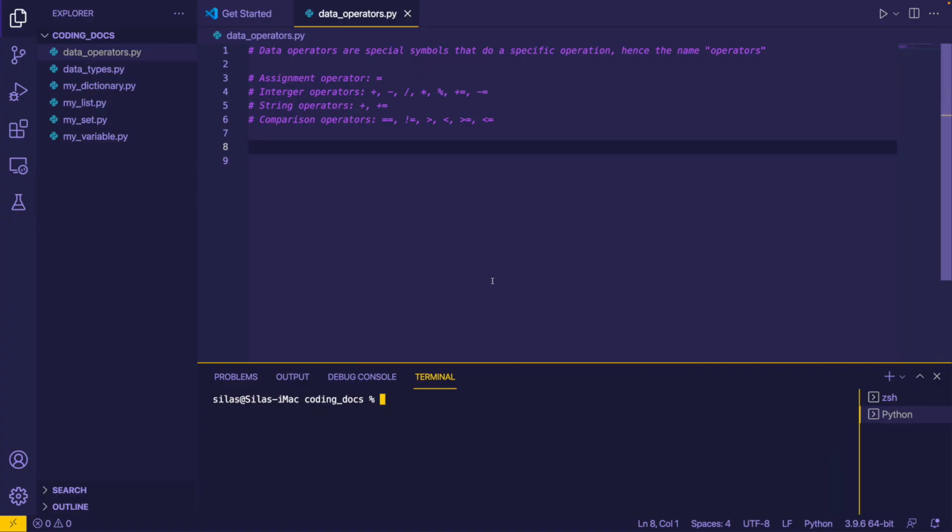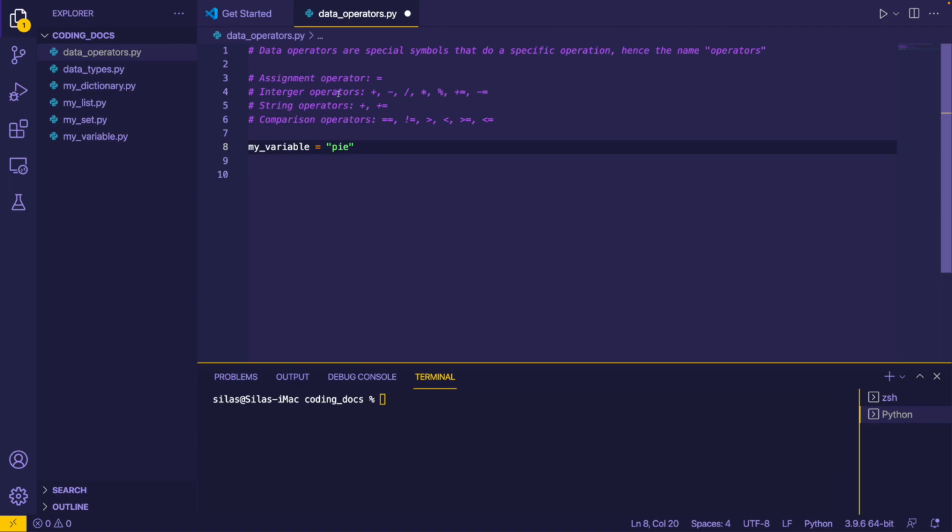The first operator that we learned was the assignment operator, and that just assigns a value to a variable. So we have my variable, and we're assigning it the value of pi. Pretty simple. That's the assignment operator.